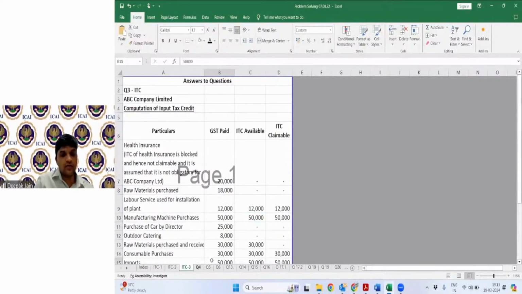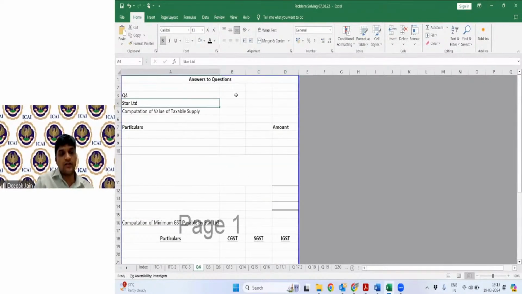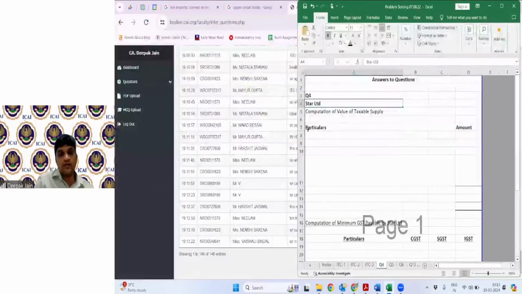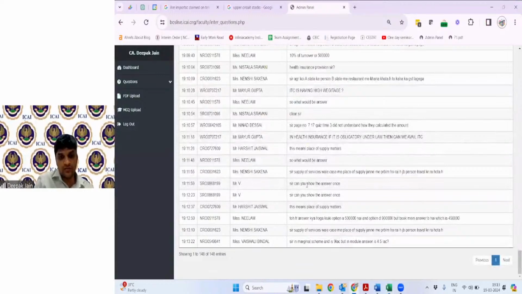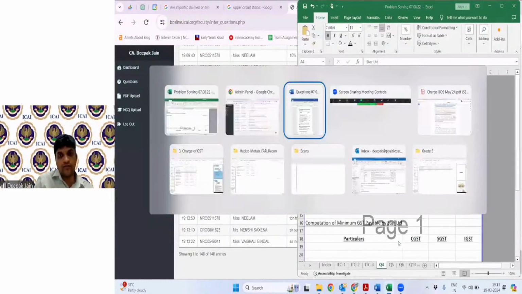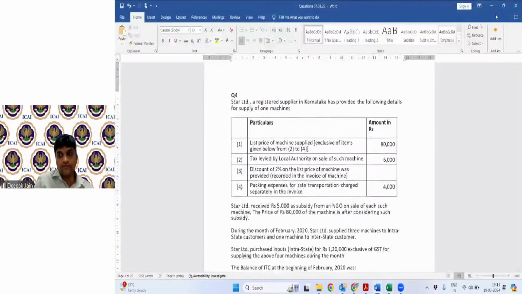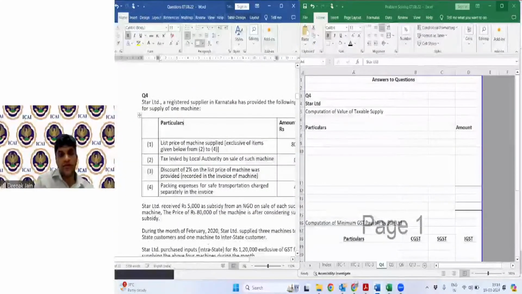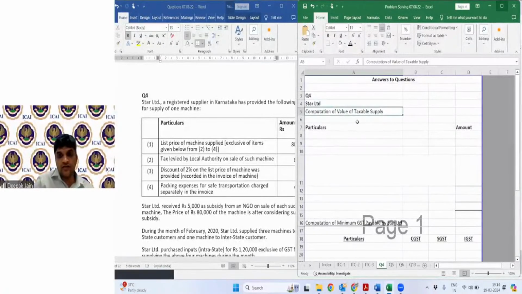Okay. On question number 4, Star Limited कितने का है? What we have to compute? We will have to do computation. Computation of value of taxable supply, particulars, and amount. Extra columns center में इसलिए डालिए क्या था, क्योंकि अगर you have to do some workings, you can do it.